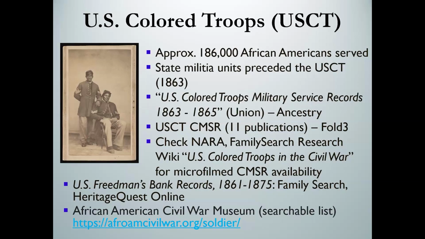There's also, on FamilySearch, Heritage and Heritage Quest Online, a set of records called U.S. Freedmen's Bank Records. I'm going to show you an example in a minute, and that's why that's going to help. Then I recently found the African American Civil War Museum. It's actually a list of those who fought in the U.S. Colored Troops. It is searchable by name. But the odd thing is, just pulling up the list, it's in reverse alphabetical order.